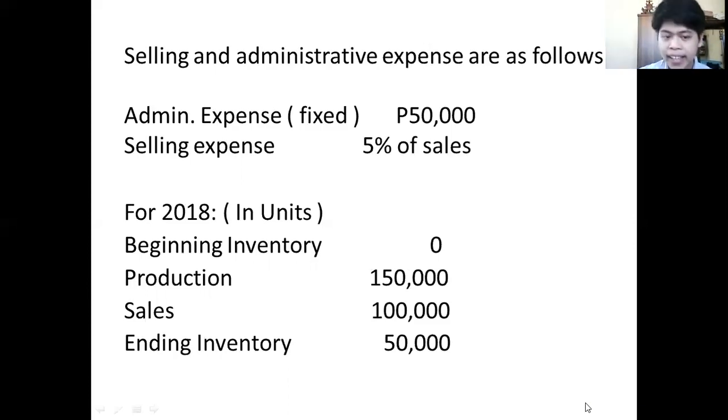For 2018, the given is in units. The beginning inventory is zero. GG Company produced 150,000 units. Sales of 100,000 units, which equals an ending inventory of 50,000. So, our assumption is that everything is given, and that's why we'll now go to our solution.